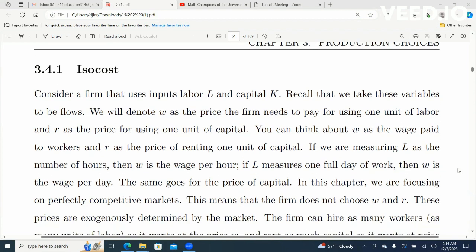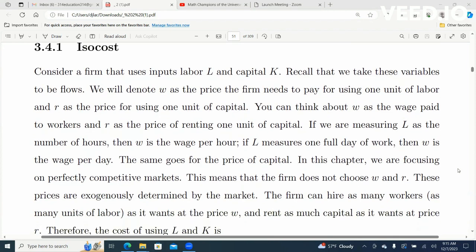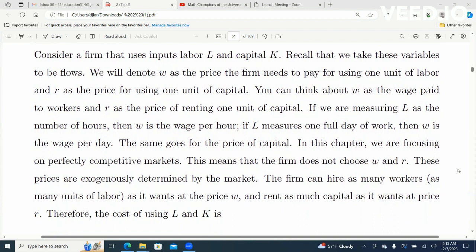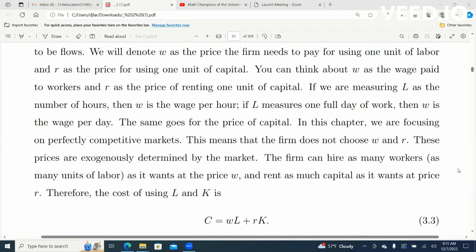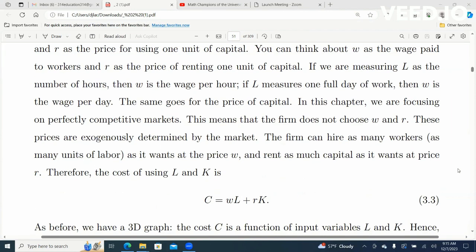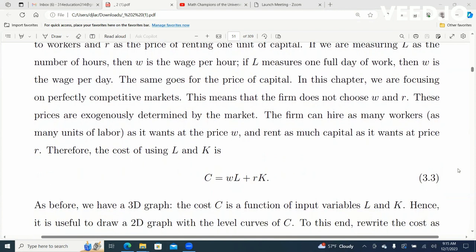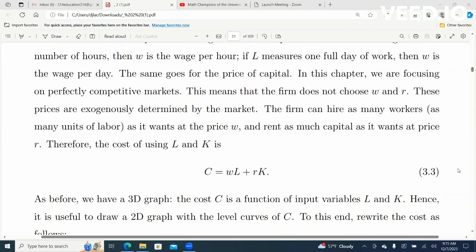Consider a firm that uses inputs labor L and capital K. Recall that we take these variables to be flows. We will denote W as the price the firm needs to pay for using 1 unit of labor, and R is the price for using 1 unit of capital. You can think about W as the wage paid to workers and R as the price of renting 1 unit of capital. If we are measuring L as the number of hours, then W is the wage per hour. If L measures 1 full day of work, then W is the wage per day.